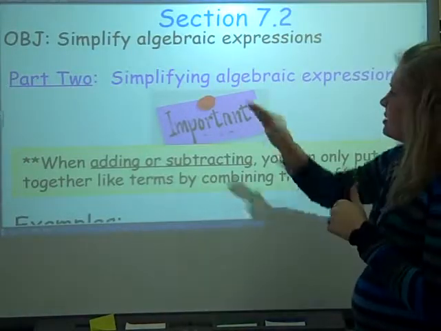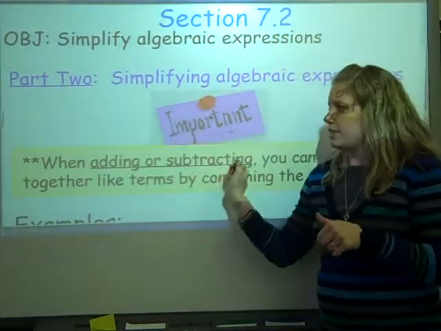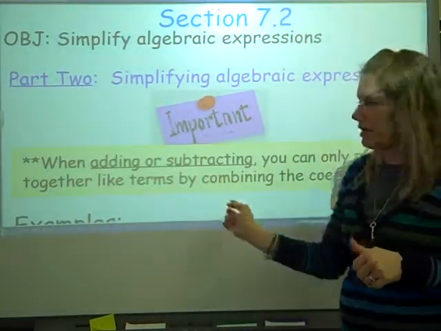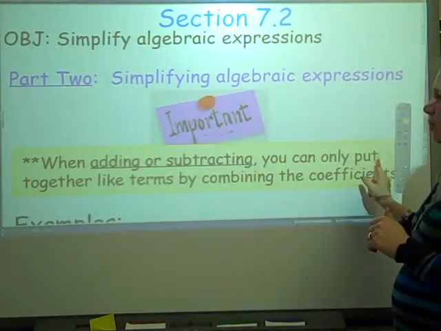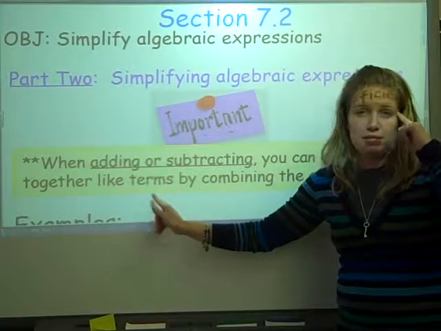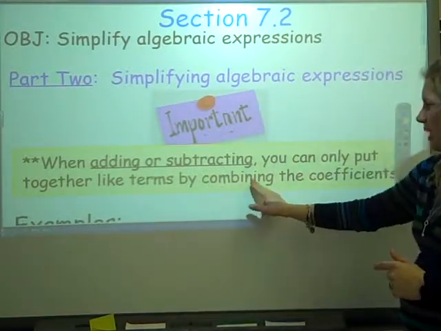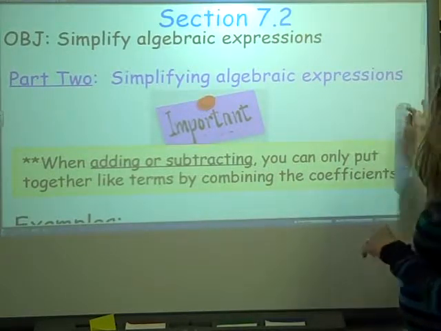Next part, part 2, simplifying algebraic expressions. Notice the big important sign, double stars in a yellow box. When adding or subtracting, you can only put together like terms, same variable raised to the same exponent, by combining the coefficient, the number in front of the variable.